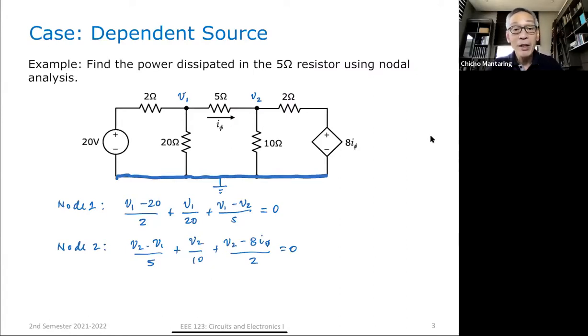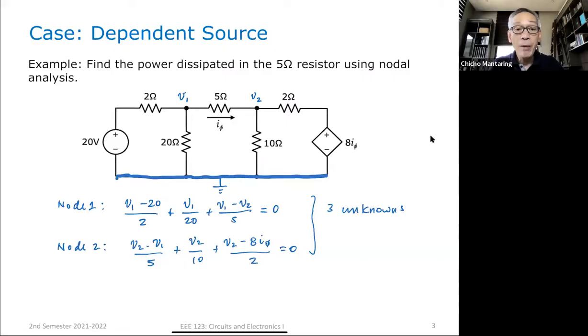By the way, I forgot to mention a step earlier. After identifying the essential nodes, we determine whether there are any node voltages that can be determined by inspection, and in this particular case, there are none. So we form 2 equations. Now, what's the problem here? The problem is that you have 3 unknowns.